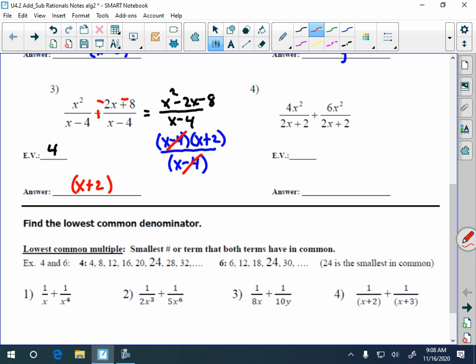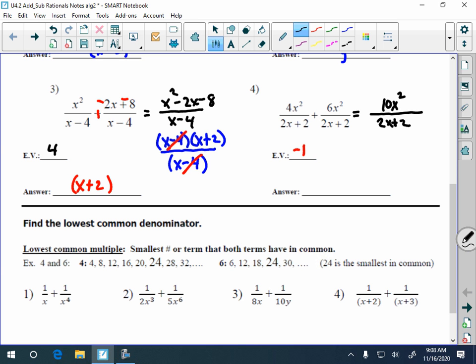All right, number 4, excluded values. Set 2x plus 2 equal to 0 and solve it. You're going to have to subtract the 2 over and then divide by 2. It's going to be negative 1. Our denominators are the same again, so carry that across. When we combine like terms, 4x squared plus 6x squared, those are like terms, so that's 10x squared. So we've turned it from two fractions into one fraction.